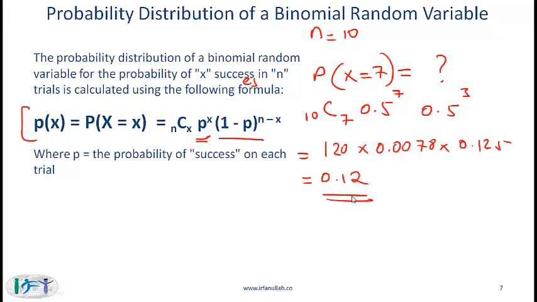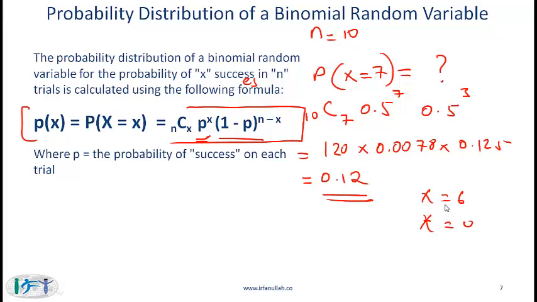0.12. So this is the probability that if you flip a coin 10 times, you will get a success 7 times. Notice that the order of the successes doesn't matter. So you can get heads, which we are defining as success, the first 7 times or the last 7 times or somewhere in the middle, or you could have success, failure, success, success, failure, and so on. Now, you should memorize this formula, and then this formula can be used for 7 successes or 6 successes or even 0 successes.